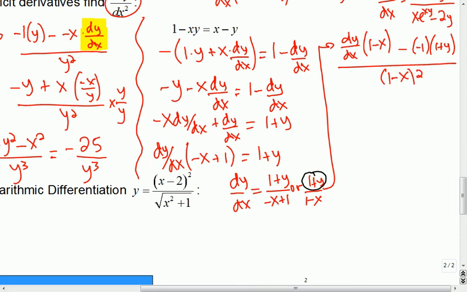Now this was the part I was talking about, where it seems like, what am I supposed to do with this here? A lot of people get stuck thinking, how do I get rid of dy/dx? But remember, that's what we've already found right there. So when I put it back in, what I'm going to have is 1 plus y over 1 minus x.